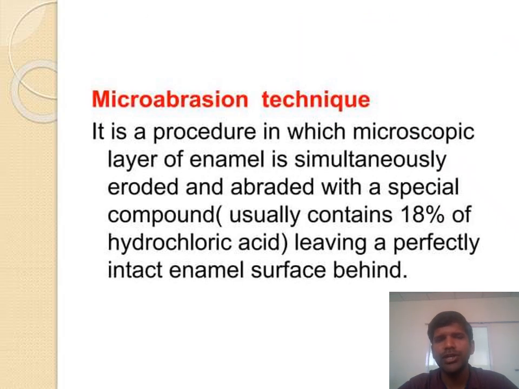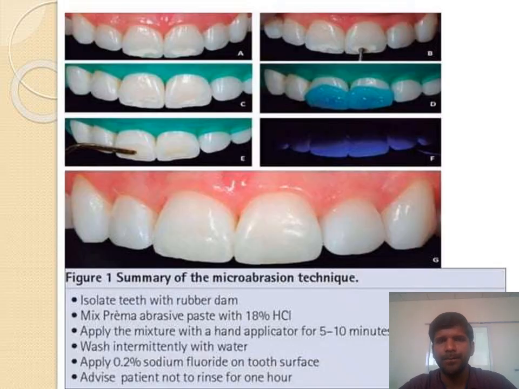Coming to the microabrasion technique, it is a procedure in which microscopic layer of enamel is simultaneously eroded and abraded with a special compound which usually contains 18% of hydrochloric acid, leaving a perfectly intact enamel surface behind. Here we see in the picture, first picture, isolation of the teeth with rubber dam is done.